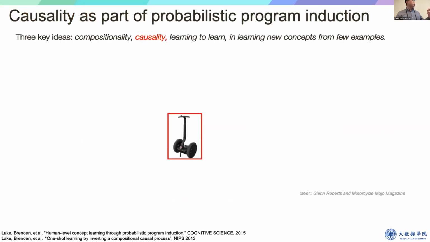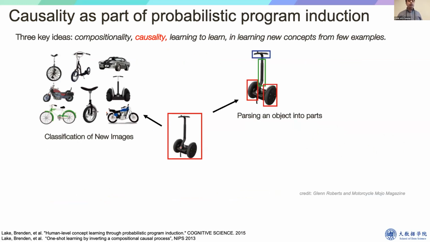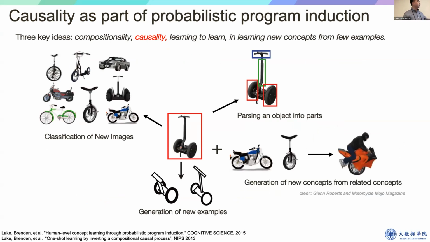The Cognitive Science 2015 paper by Joshua Tenenbaum presents a framework called Bayesian program learning that can learn a large class of visual concepts from just a single example and generalize in ways that are almost indistinguishable from humans. The framework brings together three key ideas: compositionality, causality, and learning to learn, which can be utilized for classification, parsing an object into parts, and generalization on new examples, as well as generalizing on new concepts from related concepts. On a challenging one-shot classification task, the model achieved human-level performance while outperforming recent deep learning architectures.